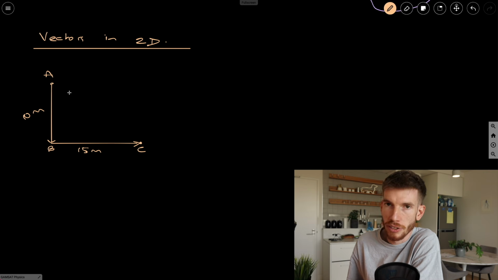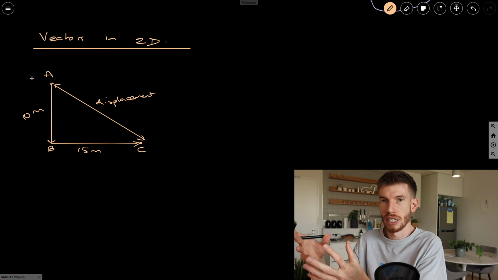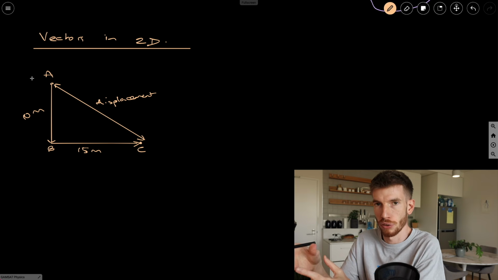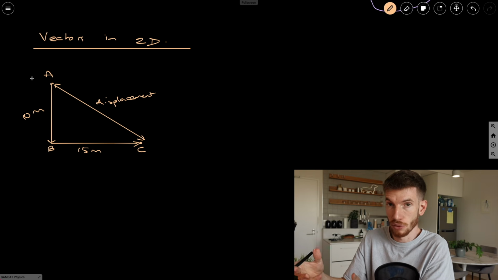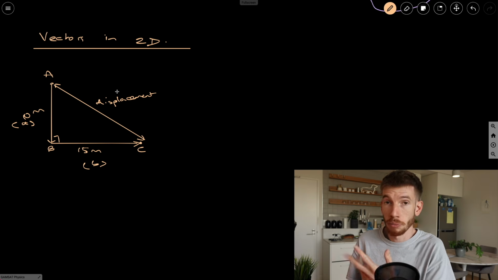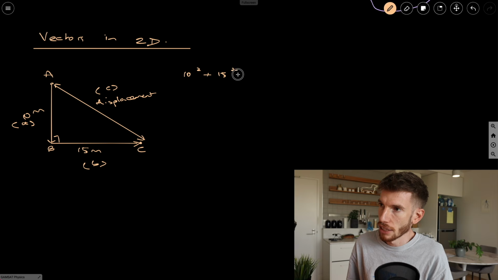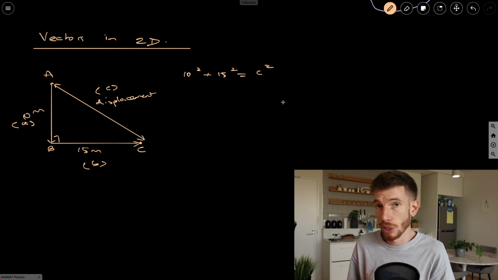If I wanted to talk about my displacement, for example, that would be the straight line distance from my start point to my end point. This would be my displacement. And in order to actually work out what that is, I need to break down my movement into a vertical component and a horizontal component, or in this case, a north-south component and an east-west component. And this one's pretty simple, right? We can use a bit of trigonometry here, and we could use Pythagoras' theorem. The square of the 2 short sides add up to the square of the longest side, the hypotenuse. So 10 squared plus 15 squared should be equal to c squared, and we can just solve for c.